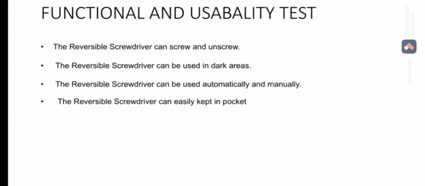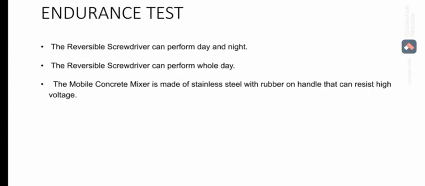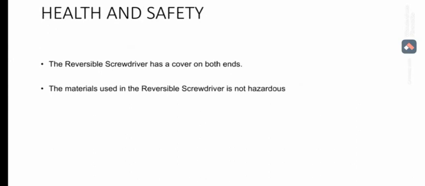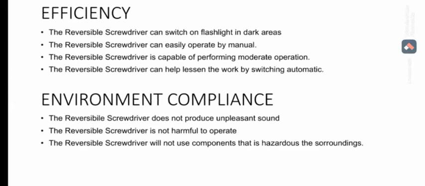Health and safety. The reversible screwdriver has a cover on both ends. The material used in the reversible screwdriver is not hazardous. Efficiency. The reversible screwdriver can switch on the flashlight. In dark areas, the reversible screwdriver can easily operate manually. The reversible screwdriver is capable of performing moderate operation. The reversible screwdriver can help lessen the work by switching to automatic.